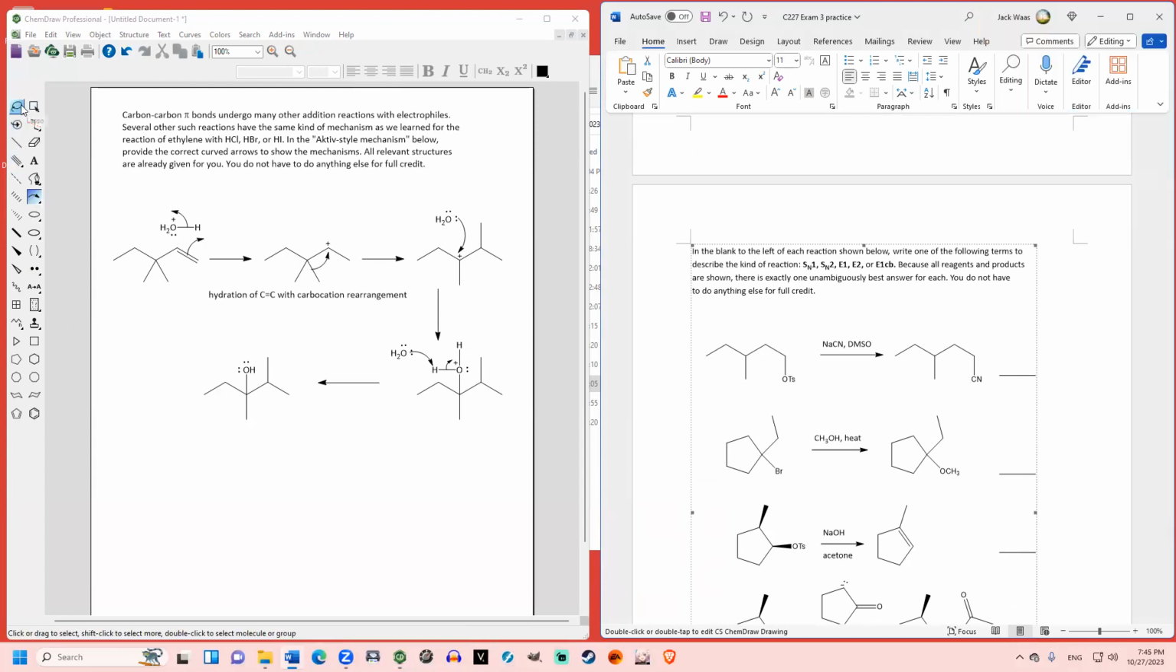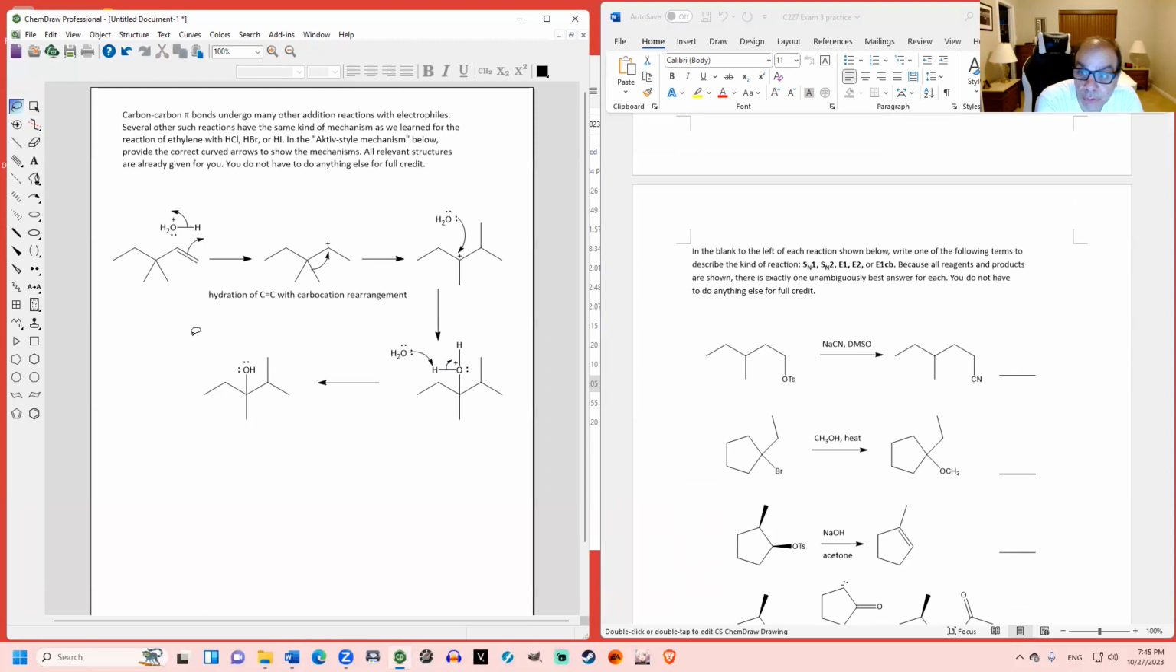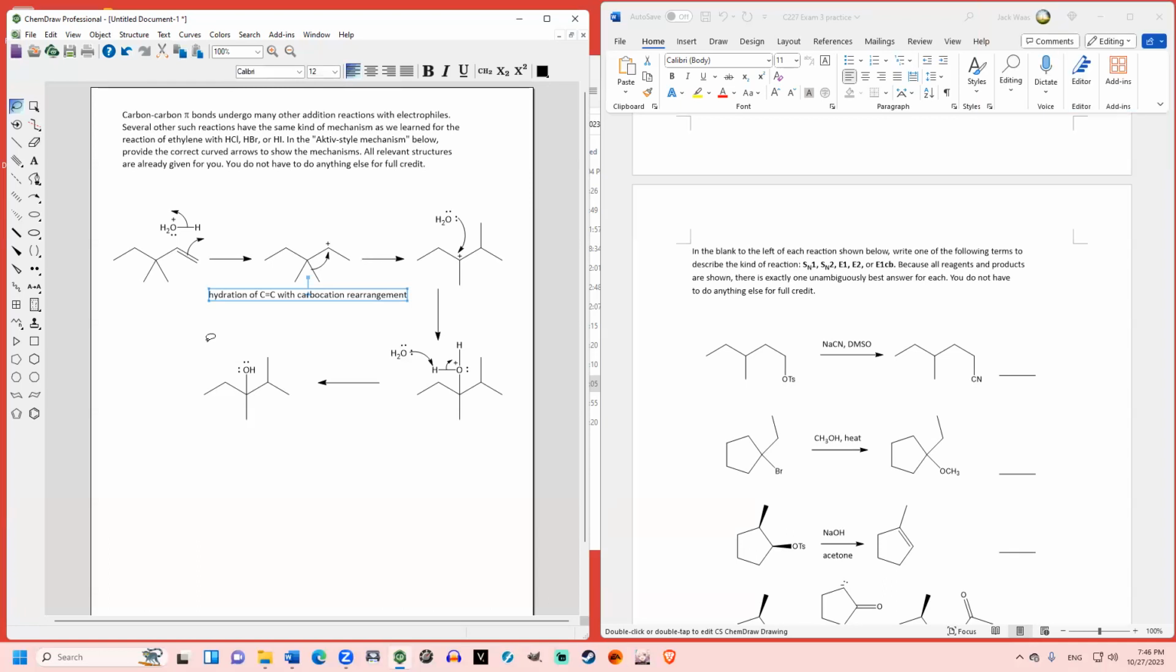Just real quick, do you have to write a statement of what's happening in the mechanism? Only if it says to. Okay, I'm just doing it for clarification. All right. And also, could you say that this was an addition reaction of H3O plus? I would say addition of H2O. Oh, right, yeah. And yes, you could say that too. Hydration means addition of H2O. Okay, gotcha. I'm just writing these down so that on the video, people can see what kind of reaction it is. Yeah, makes sense.